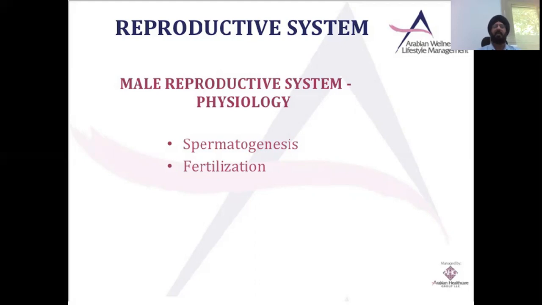Now, ejaculation and fertilization. Fertilization is a process of interaction of sperm and oocyte, the female egg. The male spermatozoa combines with the oocyte to produce a zygote. It's known as fertilization.